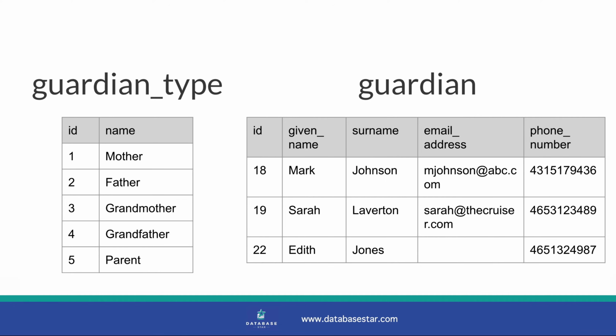Here is some sample data for the tables we just added. We have the guardian type table here with some options in it. The guardian table has a few people in it as well. The student guardian table has the links to the student and guardian tables as well as the guardian type table. They can all be joined in a query to get the data about students and guardians.